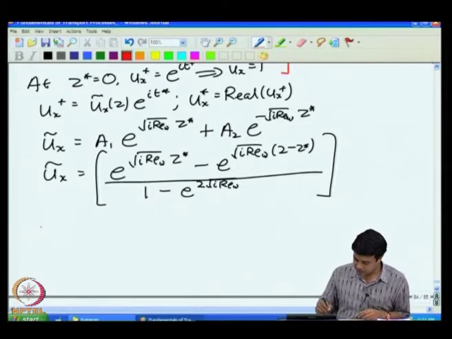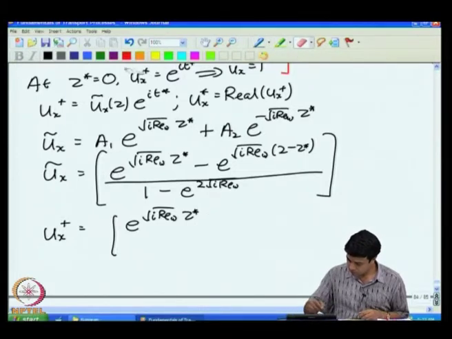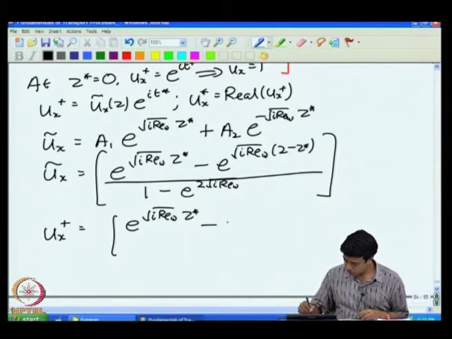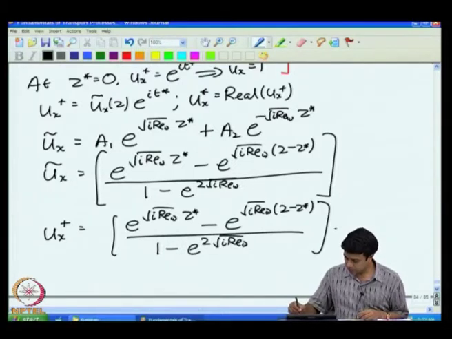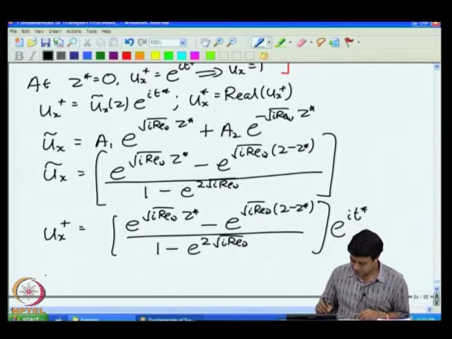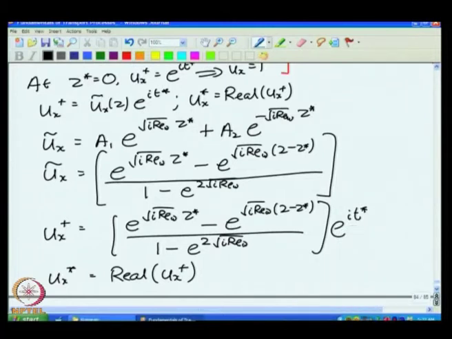So, from this I will get u x plus, which is equal to this expression into e power i t star, and then u x star will be equal to the real part of u x plus. So, that will be my final solution. Of course, I could evaluate this real part numerically and then find out the velocity profile at every point within the flow.